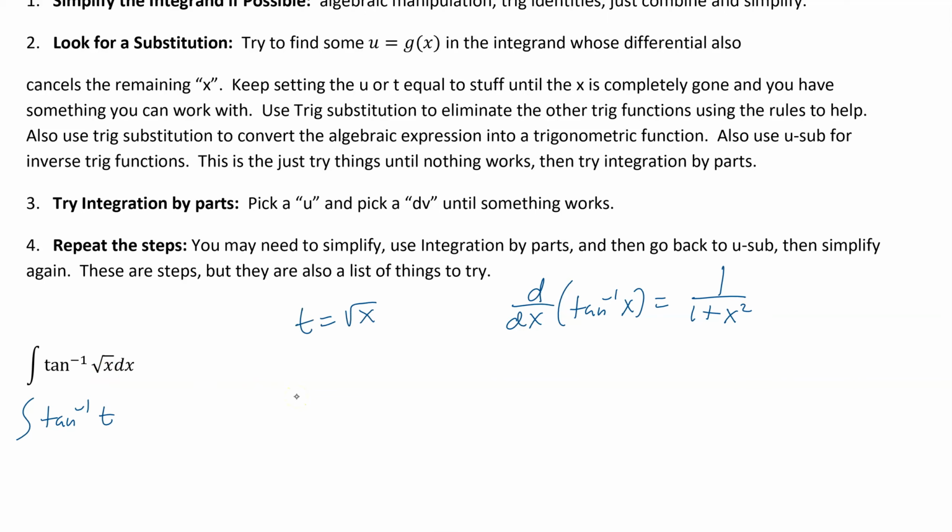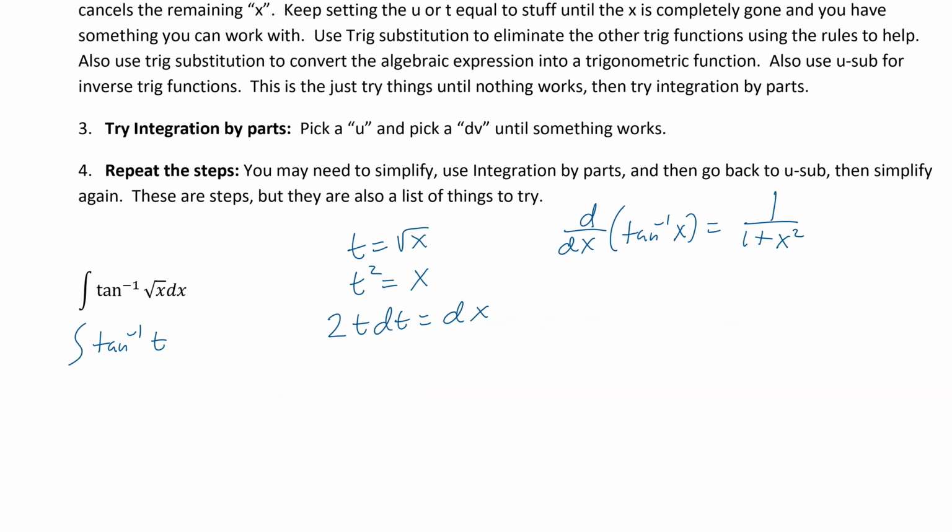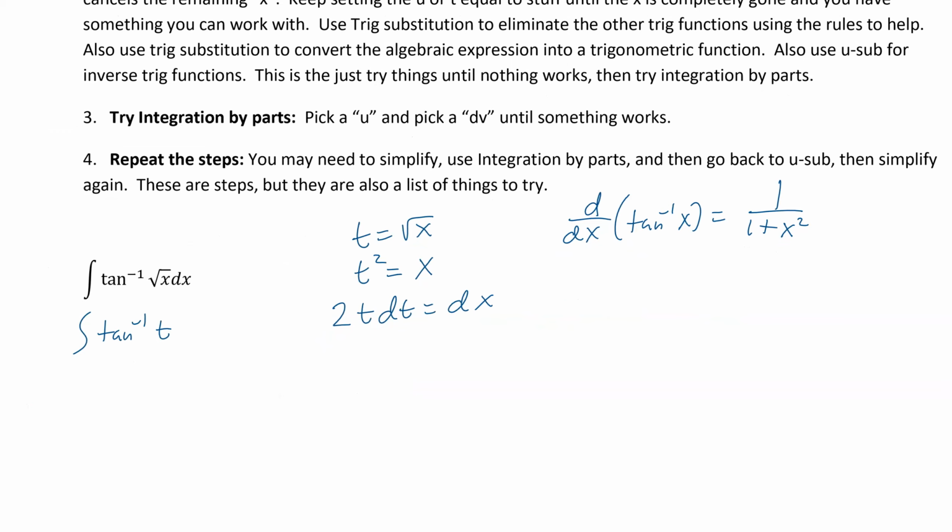But if we take the derivative of a radical x, it's going to get really messy. It's going to give us a half over radical x. And it would just be nicer to say, why don't we make this nicer and say t squared equals x. If we square both sides like that, we end up with something that's nicer to take the derivative of. So that's 2t dt equals dx. And this gives us something nicer to plug in. So this would now be times 2t dt.